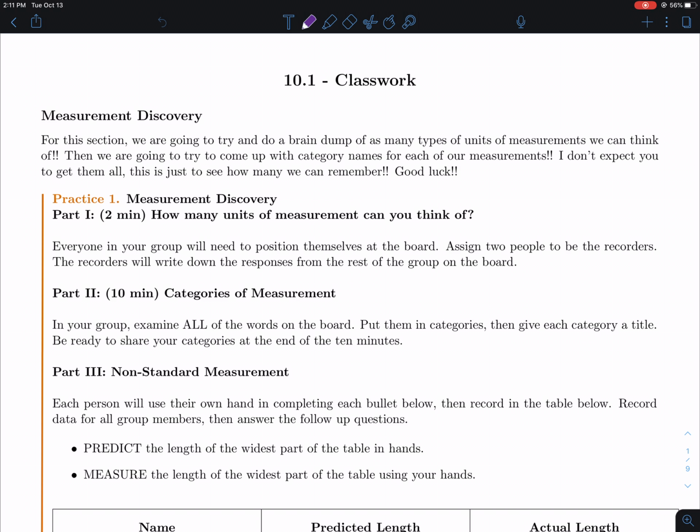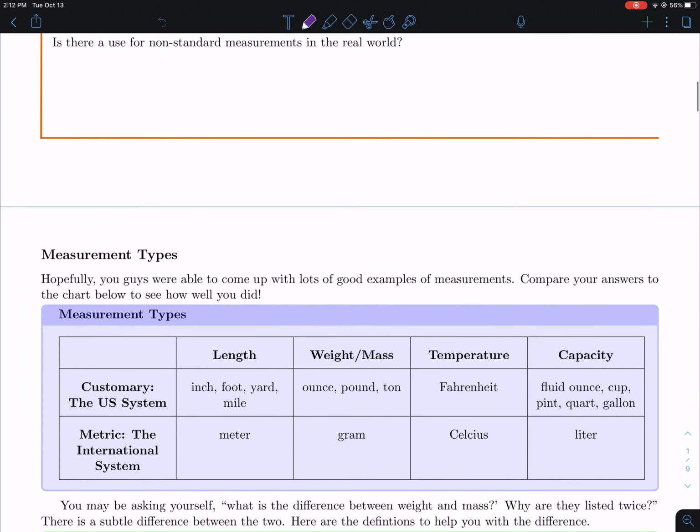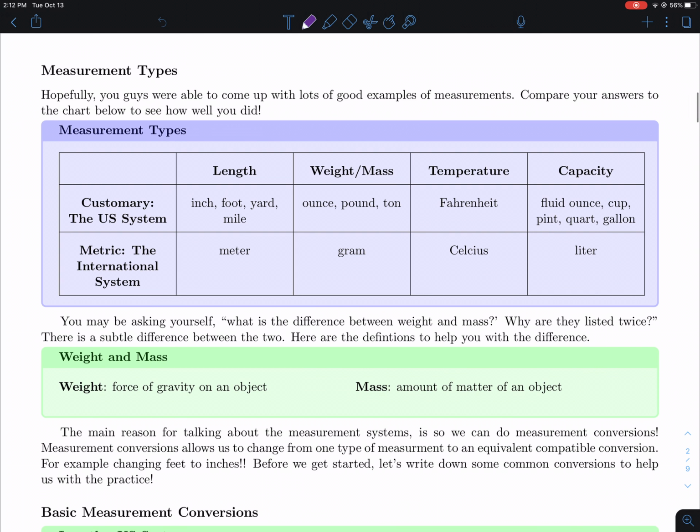So this one's going to be a little tricky to do at home, just because there's a lot of hands-on things I was hoping to work with. Even the first practice had you brain dumping a bunch of measurement things that you might know of, like grams and liters and stuff like that, and then sharing them. So basically we're going to skip practice 1 for the moment. If you want to read through it, just to get an idea of what my plan was for it. But instead we're just going to move straight into measurement types.